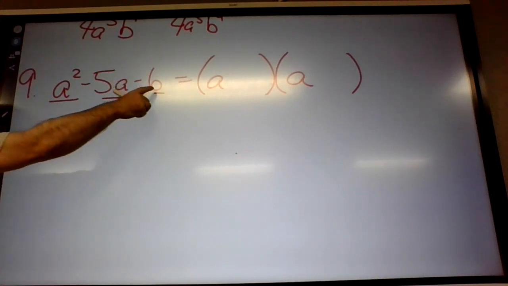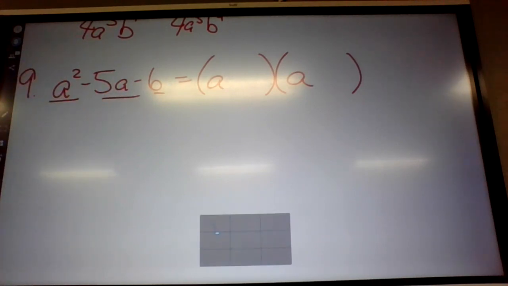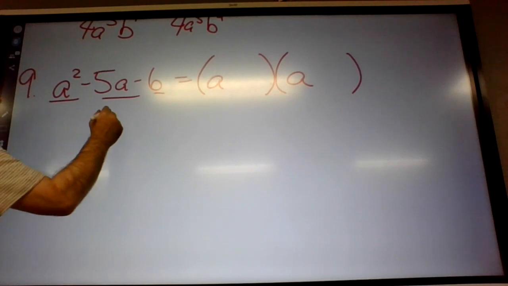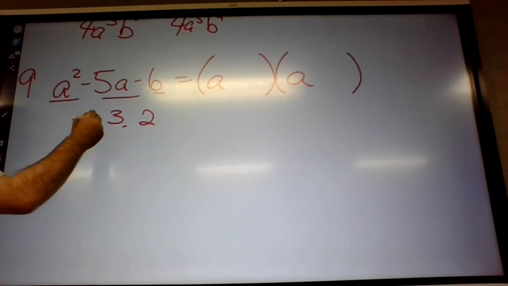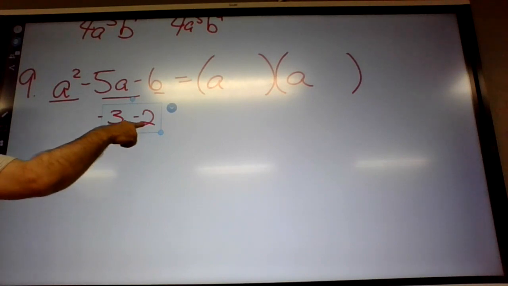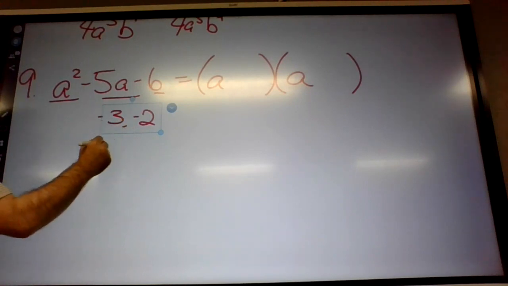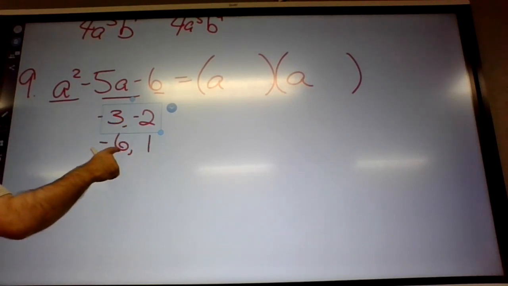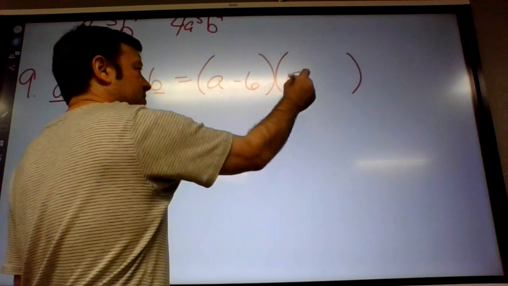For the back, it's what multiplies into negative 6 that also adds up to negative 5. Yeah. Some of you might say 3 and 2, but that doesn't add up to negative 5. Right. And it multiplies to positive 6. So this one's a little bit of a trick question. You do have to use negative 6 and 1 because these two multiply to negative 6 and they add up to negative 5. So it's negative 6 and 1.